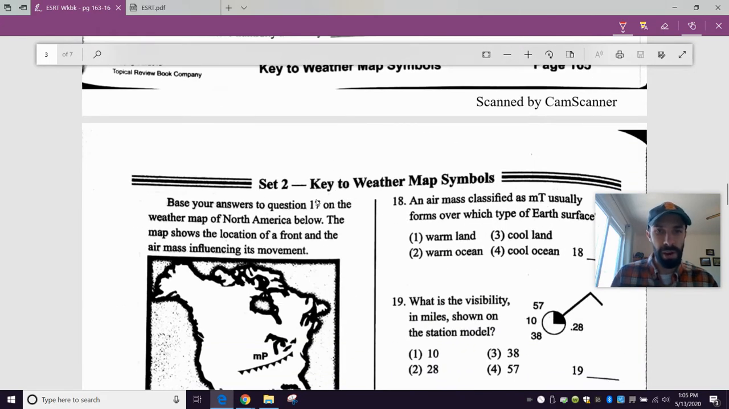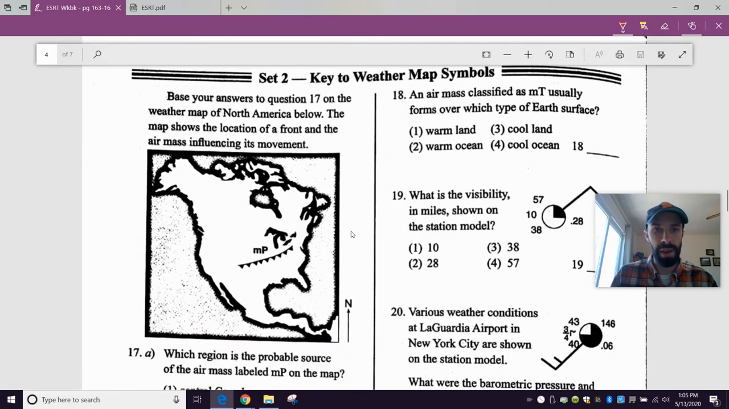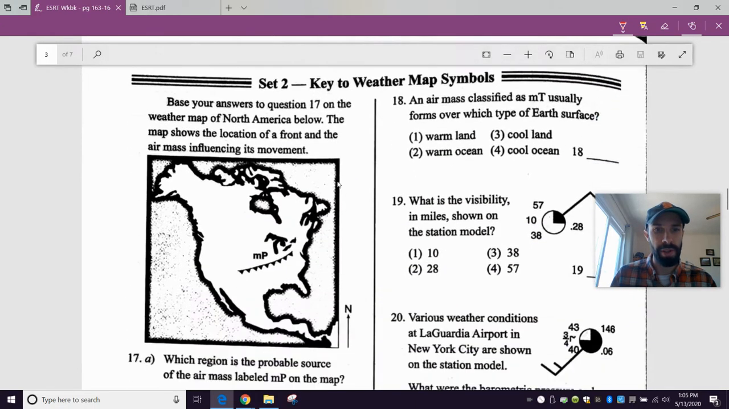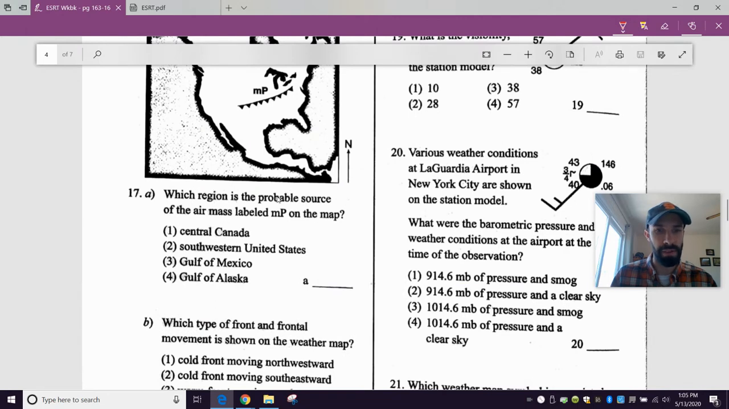So let's start here on set 2. And again, if you didn't do set 1, if you skipped over this, it's a worthwhile thing to go look at. Okay, and you can check the answers out later.